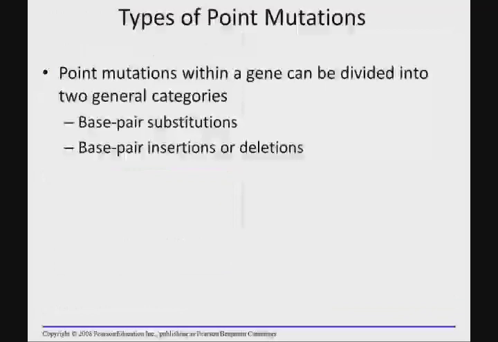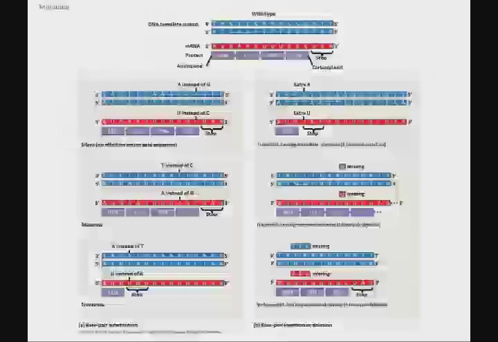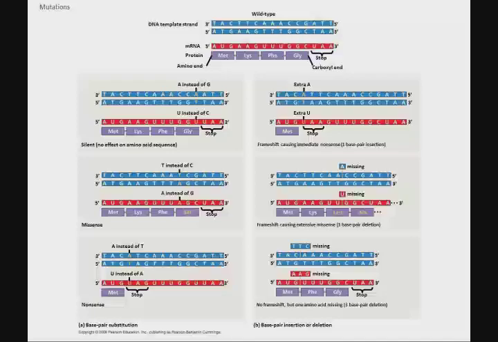Right? So there are two major types of point mutations that we're going to consider, and those are base pair substitutions and base pair insertions or deletions. So the substitution is going to be the changing. These are the ones you see on the left side. These are going to be changing a nucleotide to a different nucleotide. And an insertion or deletion is just that. You're going to either remove a nucleotide from the sequence or you're going to add an additional one in.